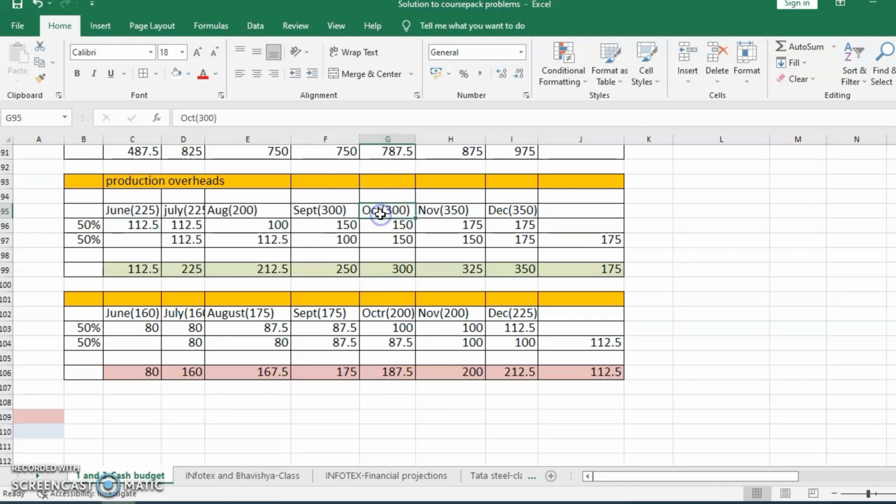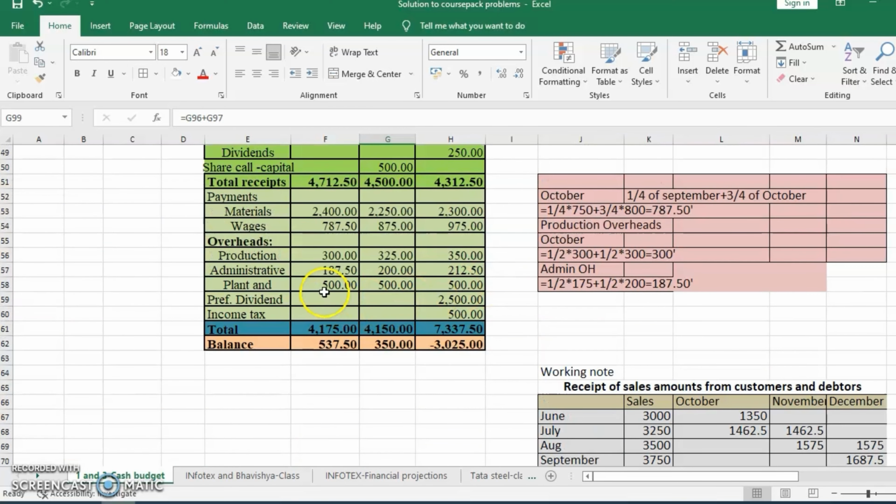Going back to October, we have incurred a production overhead of 300. So 50% of that is 150 rupees, while 150 rupees shall be paid in the month of November. Same way, in September, we again had a production overhead of 300 rupees. 50% of that is 150, while 150 rupees will be paid in the month of October. In the same way, we applied the conditions to November and December, and we got to know that the total production overhead to be paid in October, November and December is 300, 325 and 350. Going back to the statement, look at this. That is what I have calculated and kept ready here.